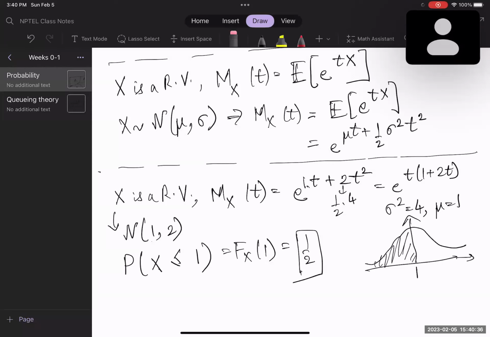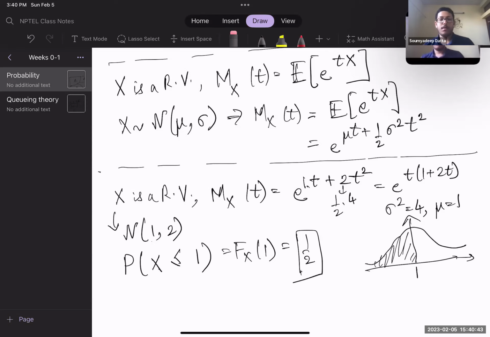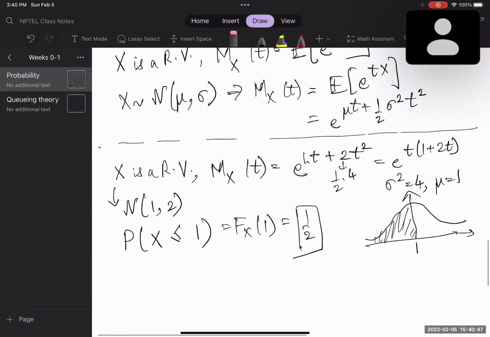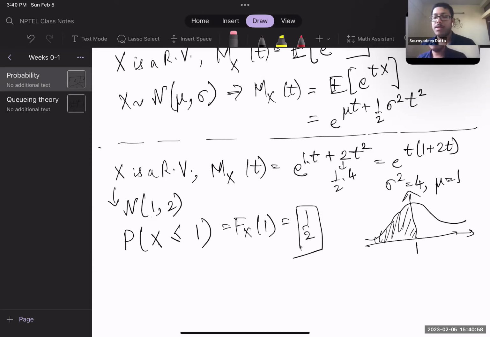So you mean if F of x is... can I ask it out? Yeah. So F of x at 1 is mostly like this: it will be the integral from minus infinity to 1 of 1 by root of 2 pi e to the power... So if you solve it, it will come to 1 by 2, right? Yeah, okay. But you don't need to solve it.